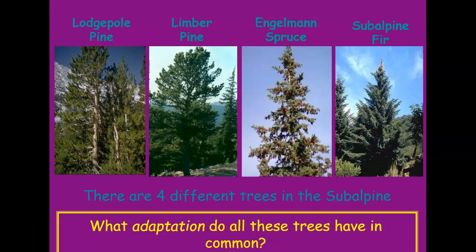So I keep mentioning the species in Colorado, but we have lodgepole, limber pine, Engelmann spruce, subalpine fir. We have the Doug fir, which is actually a false fir. It's called Pseudotsuga menziesii. And then we have bristlecone pine and some other species not depicted right here. But what adaptations do these trees have in common?